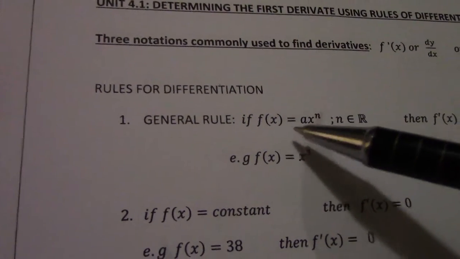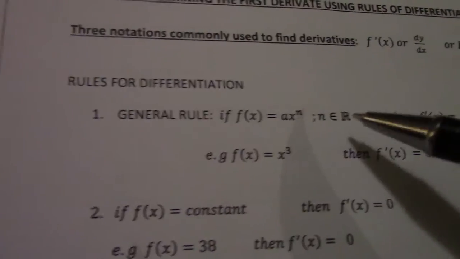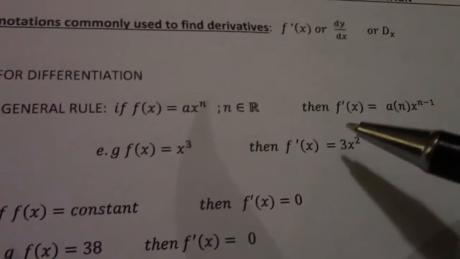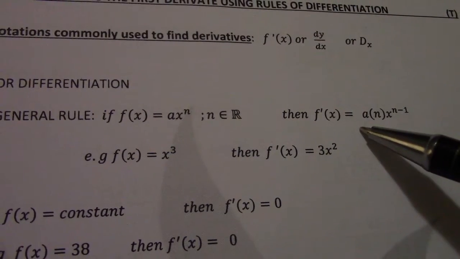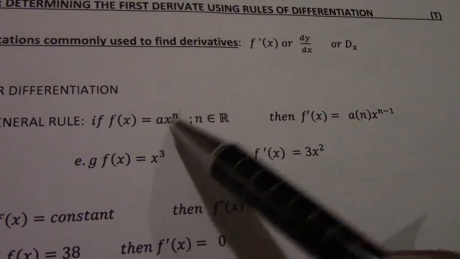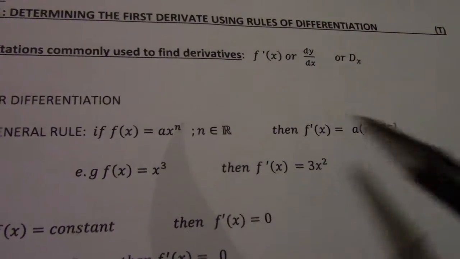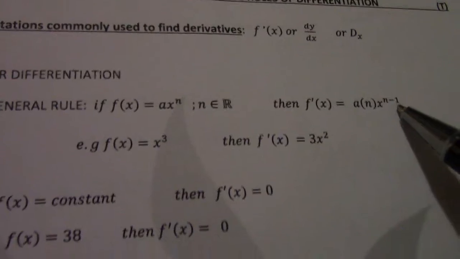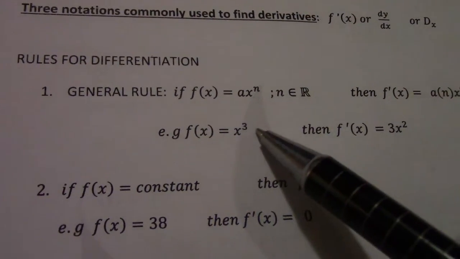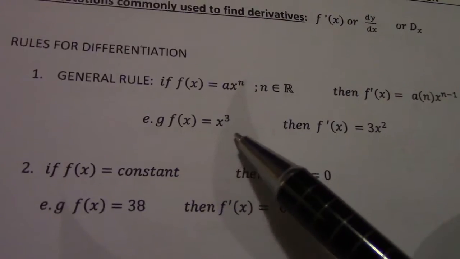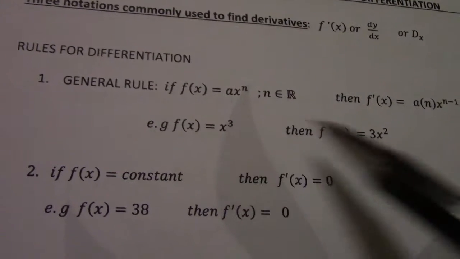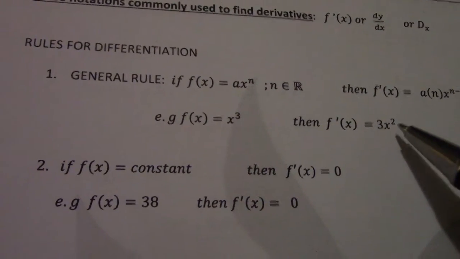If f of x equals ax to the power n, and n is an element of real numbers, n can be any number, then the first derivative equals a times n, so the n from there goes to a, and we subtract 1 from n, n minus 1. To look at what I'm talking of, if I give you f of x equals x cubed, that becomes 3 times x, which then becomes 3x, and 3 minus 1, which then becomes 2.